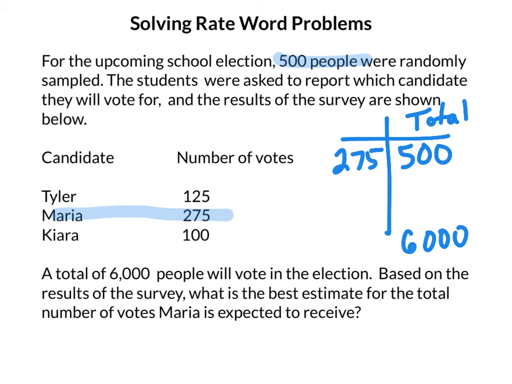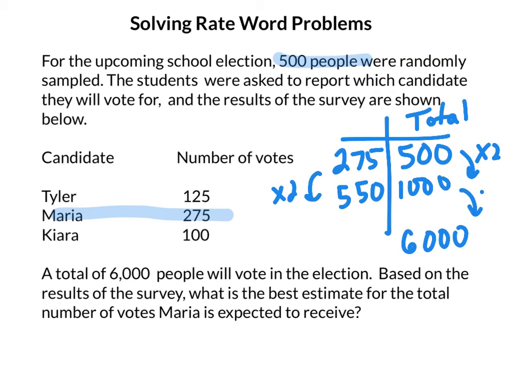So the easiest thing for me would be to double this. Let's get to 1,000. And then we'll do the same thing over here and double this number. So we're going to be at 550. And now 1,000 times 6. So we'll multiply this number by 6. So 3,300 are the total number of students you'd expect to vote for Maria.